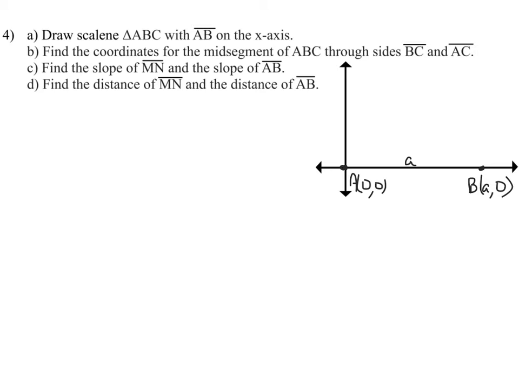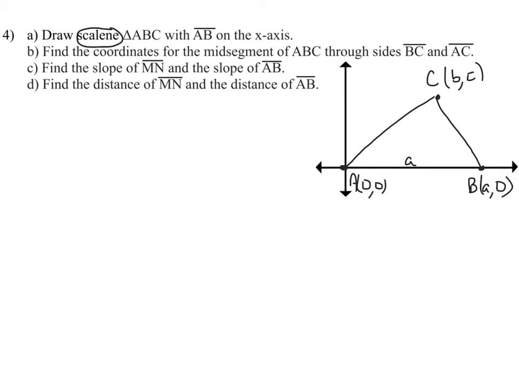Now, ABC needs to be scalene per the information up here. So when I put C on this grid, I don't want it to be anywhere in the exact middle between A and B. So I'm going to put C off to the side a little bit here. That'll be point C. And so I can draw from A to C and then from C to B. Now, we don't know how much we went over, we don't know how much we went up, so I will just call it (b, c). All right, so part A is now done.